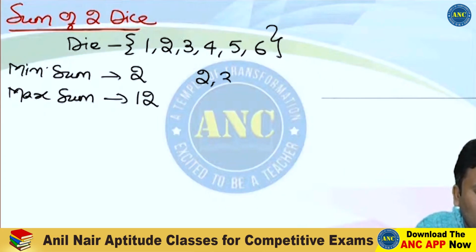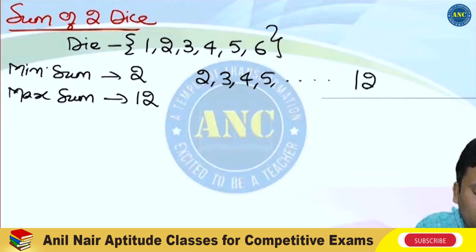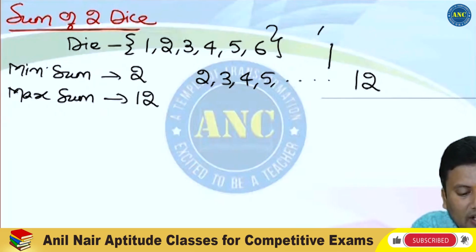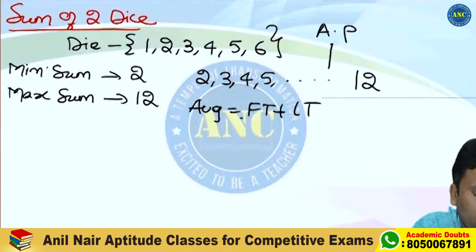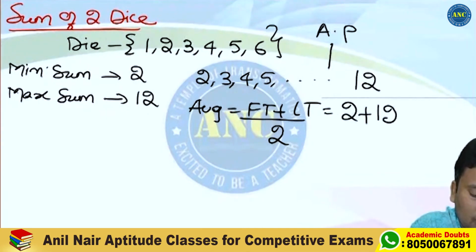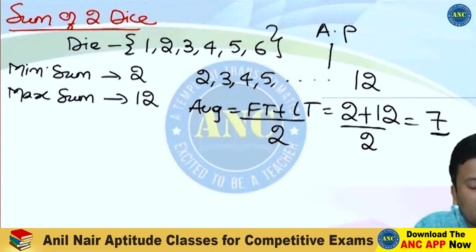So I will get all the values from 2, 3, 4, 5, 6 and so on up to 12. The series is in arithmetic progression. What is the average in arithmetic progression? First term plus last term divided by 2. 2 plus 12 divided by 2, 14 by 2, which is 7. The average is 7.